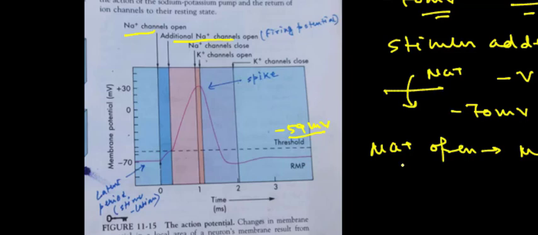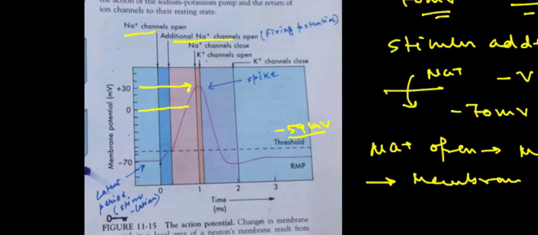And the membrane potential moves rapidly towards 0 mV, and at last it reaches plus 30 mV. This plus 30 mV is the maximum depolarization, and in these cases the action potential is usually called the spike potential.